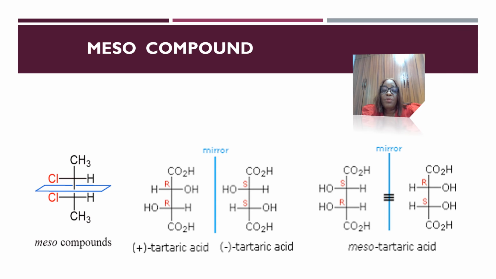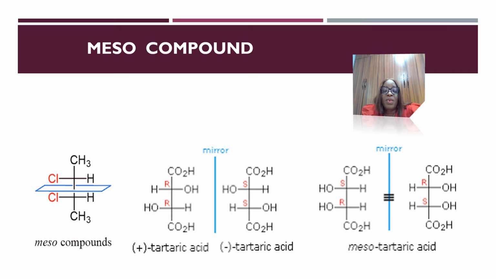Let us look at the meso compound. A meso compound is a type of stereoisomer that has chiral centers but is optically inactive due to an internal plane of symmetry. An example is 2,3-dichlorobutane. It has an internal plane of symmetry as shown on this slide. Another example is tartaric acid. Tartaric acid has two chiral centers. One of its forms is meso-tartaric acid.